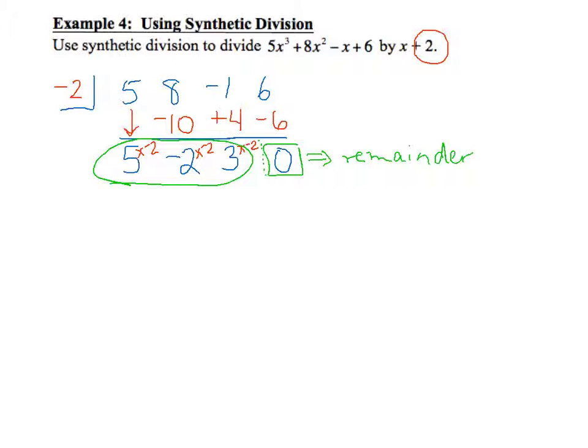So what you do for your final answer is you're just going to say, well, I have a 5. And if you start with an x to the third and you're dividing by an x to the first, that means you're going to get an x squared minus 2x plus 3. This will be your final solution.